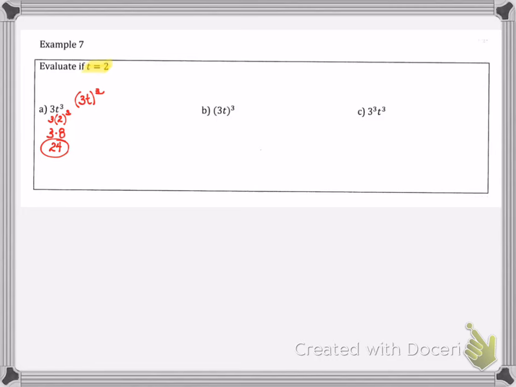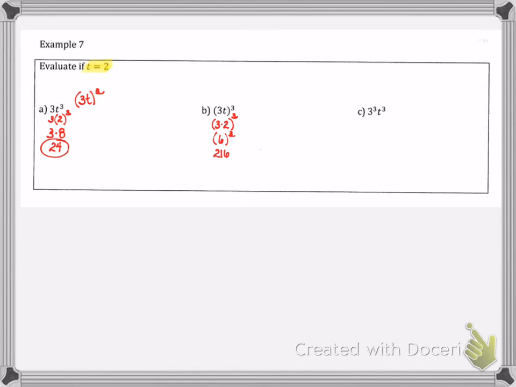Over here for part B, this is a power of a product, each of these gets the power of 3. So we're doing 3 times 2 to the 3rd. But when you are evaluating, according to order of ops, you can do 6 in parentheses to the 3rd first, and 6 to the 3rd is 216.